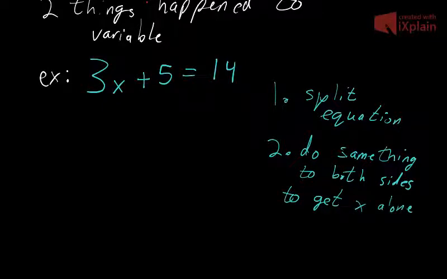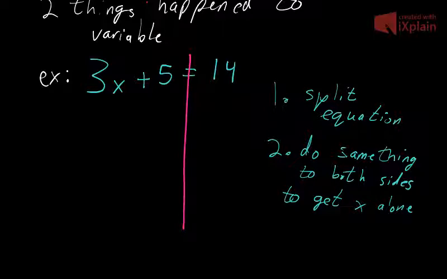So I'm looking at this and I want to get x alone. The question is, what's happening to x right now? I've got 3x plus 5 equals 14. I'm going to start off by splitting my equation right down the equal sign. And I have to ask, well, what's happening to x? The problem here is that two things are happening to x.